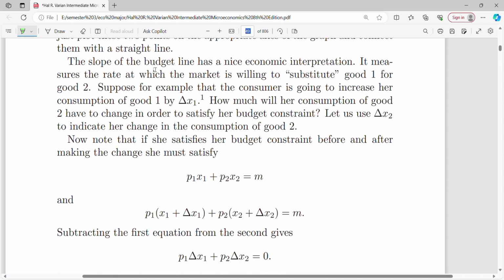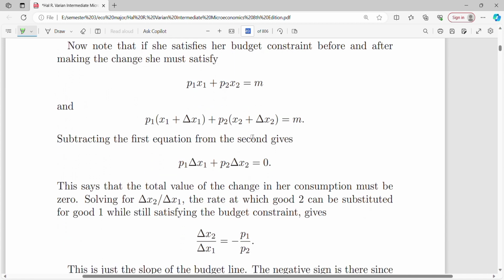Next, the slope of the budget line has a nice economic interpretation. It measures the rate at which the market is willing to substitute good 1 for good 2. Okay, so next is an important question. For example, if the consumer is going to increase her consumption of good 1 by delta X1, how much will her consumption of good 2 have to change in order to satisfy her budget constraint? So if good 1 is X1 and it is changing, how much should good 2 change to satisfy the budget constraint?